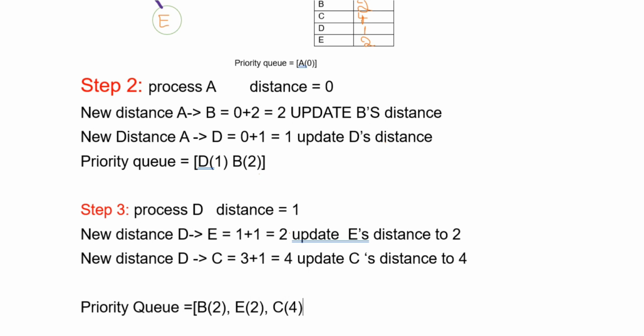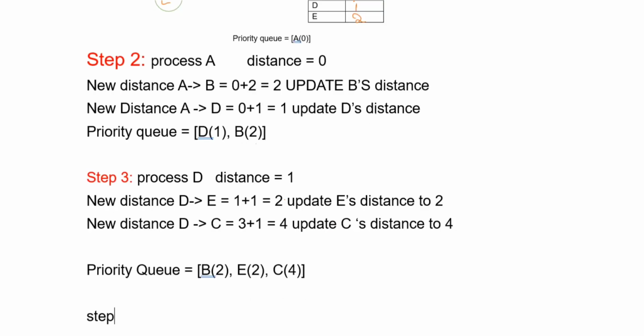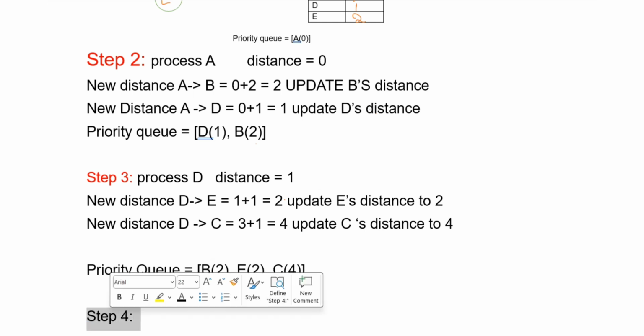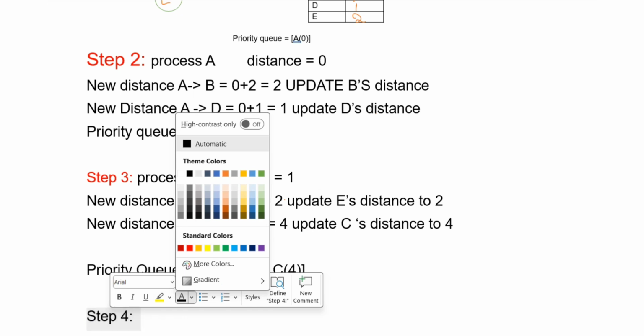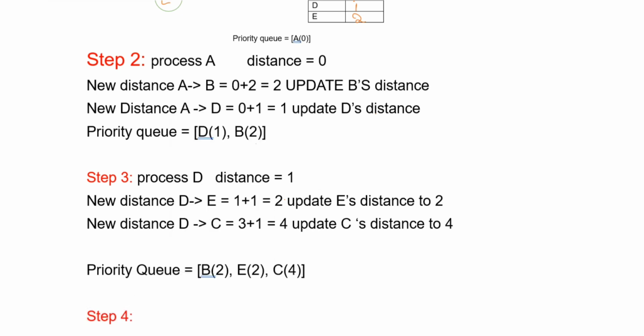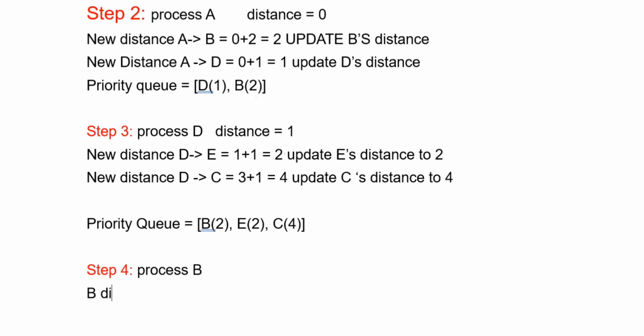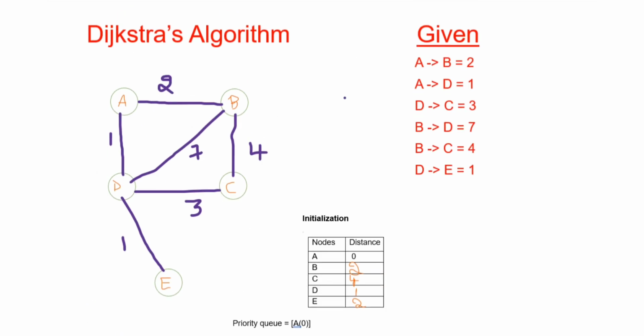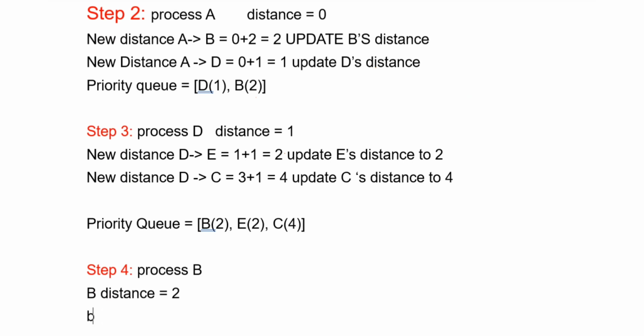Step 4 is to process B. B's weight is 2, E's is 2, C's is 4. First we process B, next E, then C. The distance of B is equal to 2. The neighbors of B are A, C, and D. A is already visited, and B to C is 4.